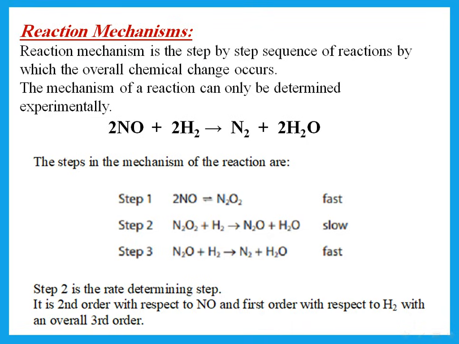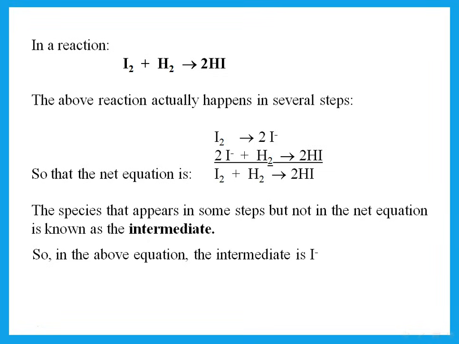So which reactants do we have in step 1 and 2? We have NO, and we have a coefficient of 2, and that means it's second order with respect to NO. And then in step 2, I have the H2, and I have only one coefficient, so it is first order with respect to hydrogen. And then that means that overall the reaction is third order.